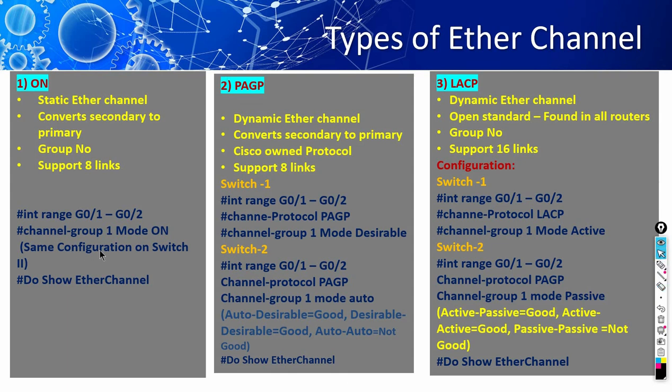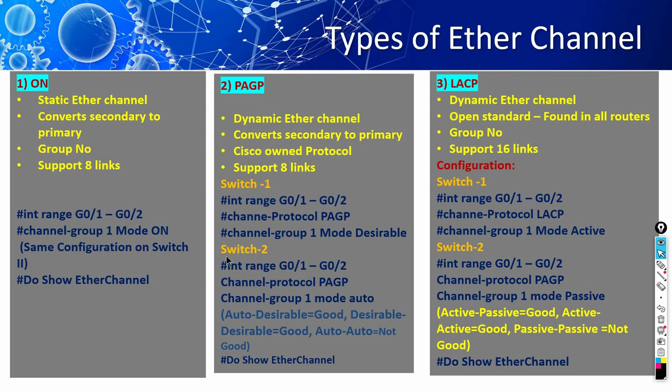It's a static EtherChannel. Why do we call it static? Because you just set it up on one router and on the second router, and you don't need to do any further configuration. It requires less configuration. And the second thing, it's not automatic, the router is not going to look for other routers. The definition is the same: convert the secondary link to the primary, and it uses group numbers and supports 8 links. So down below is our configuration. We will talk about the configuration when we perform our lab.